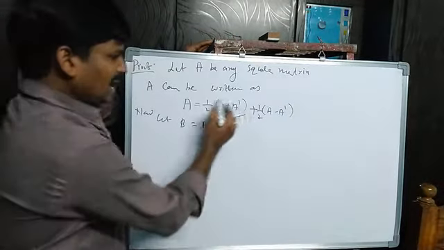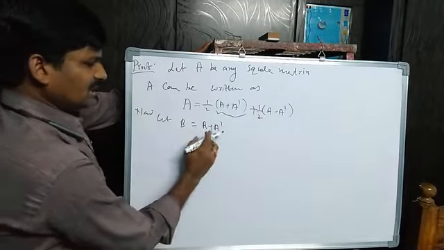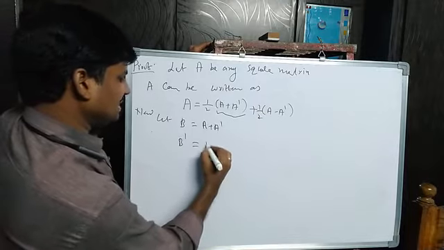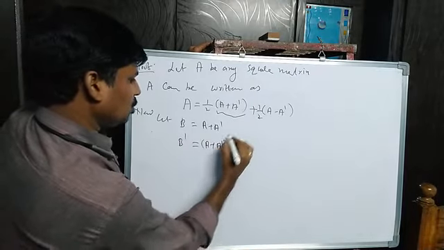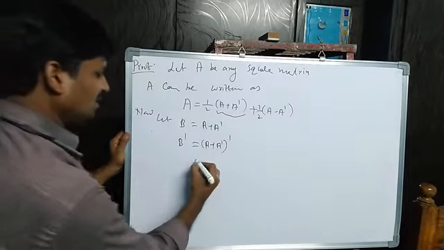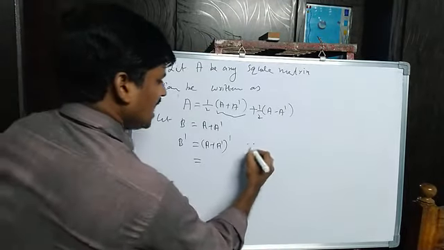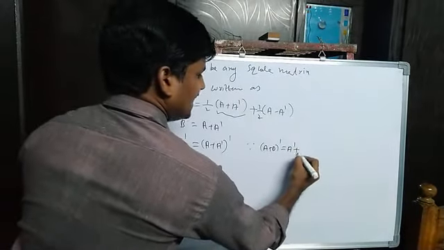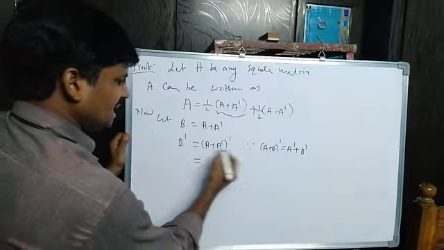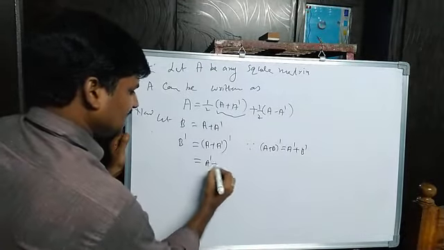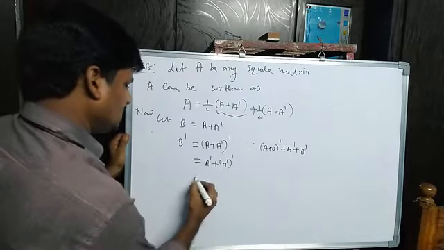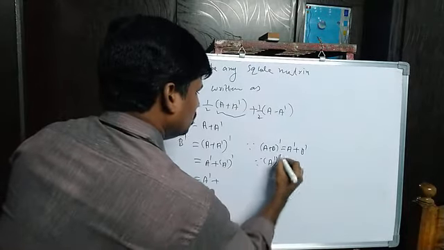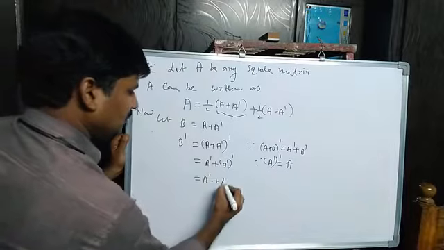To prove that, I am taking that matrix as B, suppose B is equal to A plus A dash. Now I am finding B dash. B dash is equal to A plus A dash whole dash. Then what will this be? We already have a property in the properties of transpose of a matrix: A plus B whole dash is equal to A dash plus B dash. Applying it here, we get A dash plus A dash whole dash. Again, one more property we have: A dash whole dash is equal to A.